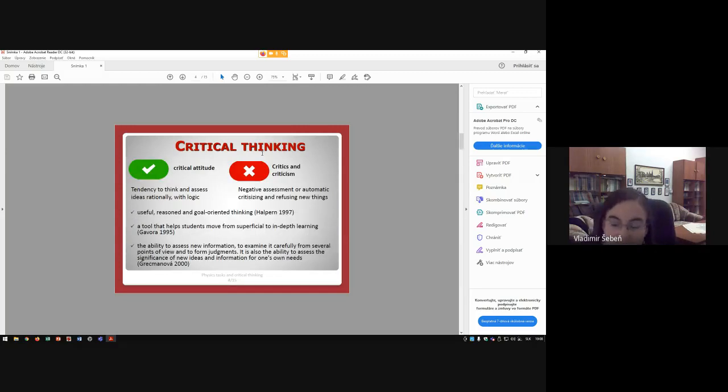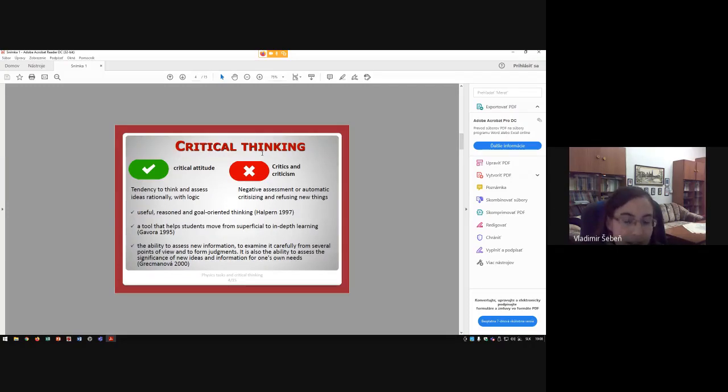However, we have to be very careful to understand critical thinking correctly, because critical thinking is related to critical attitude. This means a tendency to think logically and rationally about ideas or about the world around us. And it can't be misunderstood with critic or criticism, which is a negative assessment of everything around us and automatic refusing of new things.